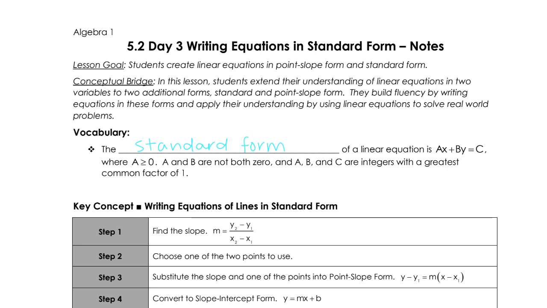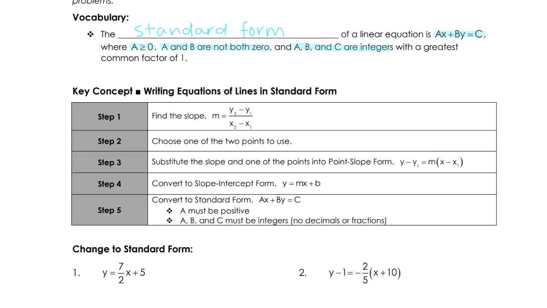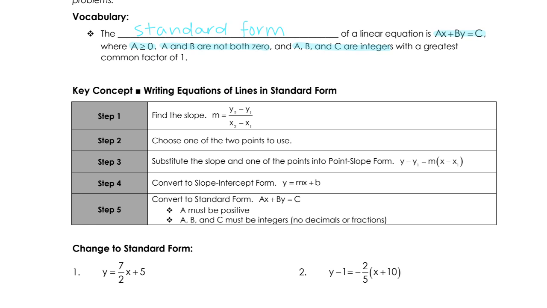The standard form of a linear equation is ax plus by equals c, where a has to be greater than 0. A and B are both not 0, and then A, B, and C are integers with the greatest common factor of 1. So we basically have two major rules here for writing an equation in standard form. And it's actually in these steps right here. So writing equations of lines in standard form.